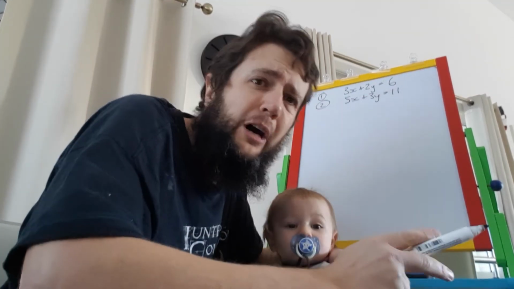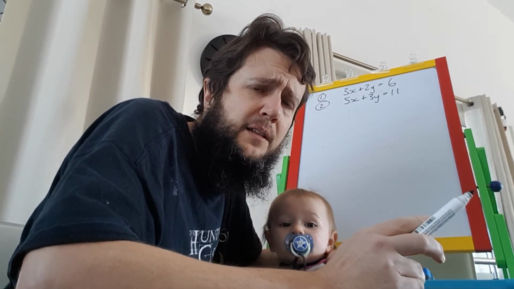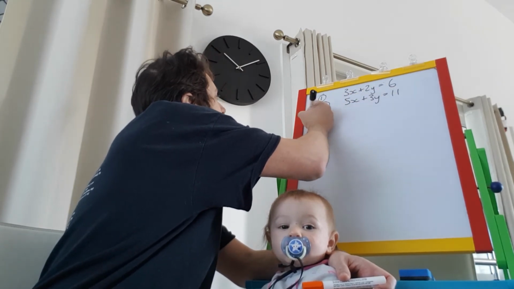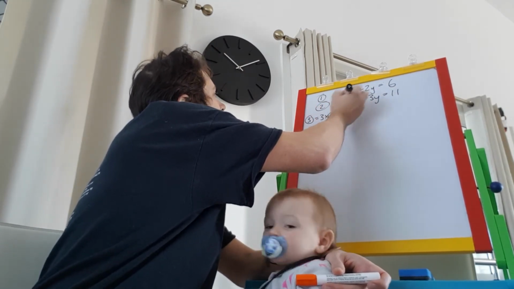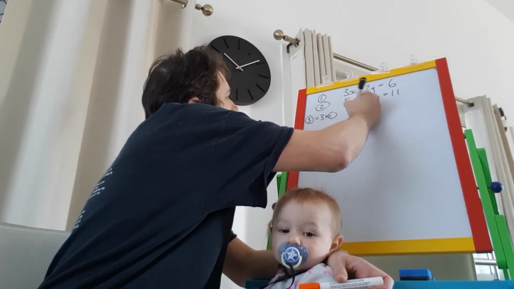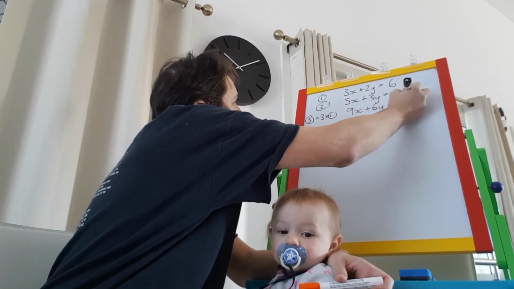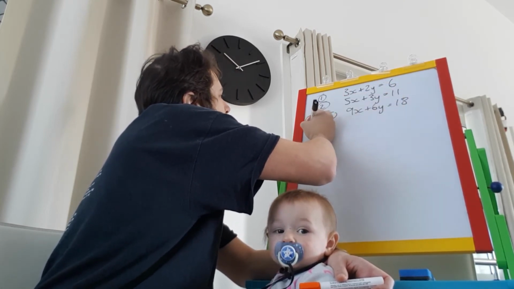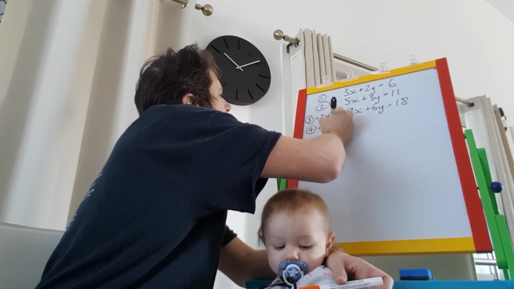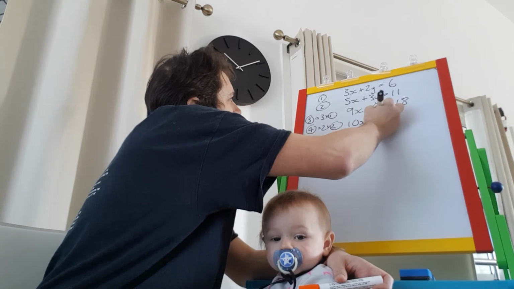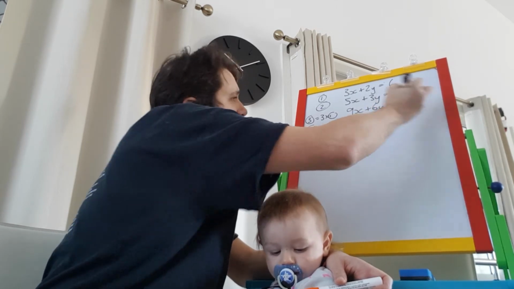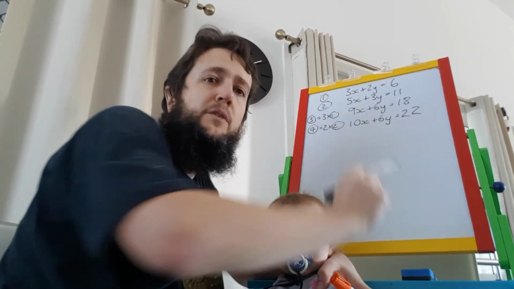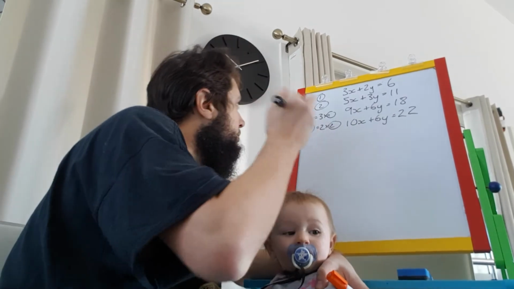I'm going to go for the 6y because that to me seems a little bit less work. So to get 6y in the top equation, I'd have to multiply it by 3. So if I multiply everything there by 3, I'll get 9x plus 6y equals 18. The bottom line there, to get 6y in there, I'd have to multiply everything by 2. So I'll get 10x plus 6y equals 22. Now I can subtract one from the other and eliminate the y variable because we've got the same number of y's.